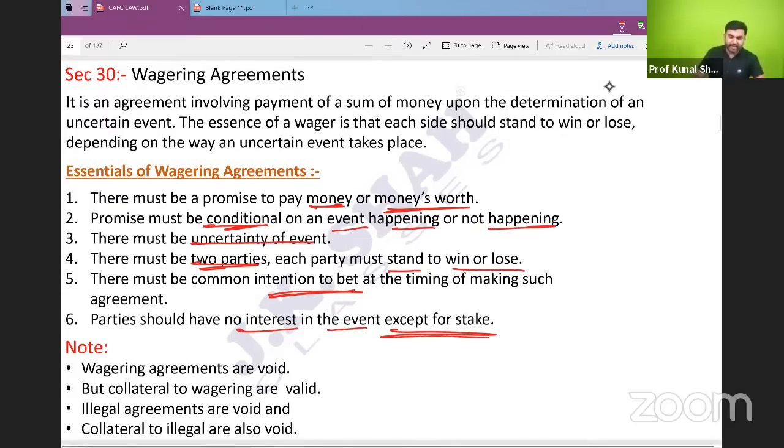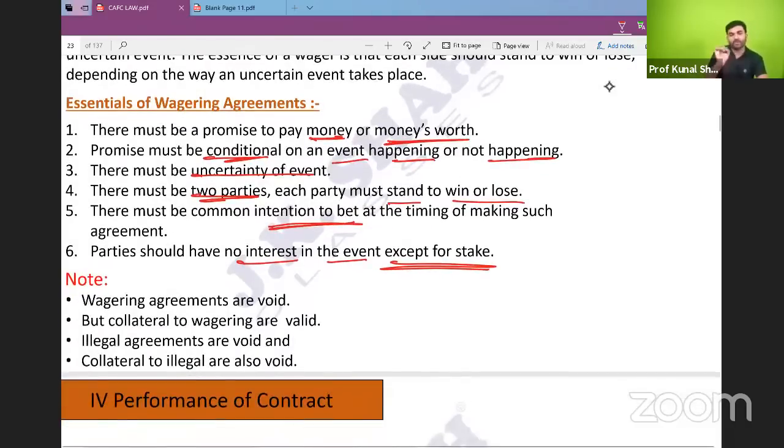Law says wagering agreements are always and always void. But something which is collateral to wagering is valid. I and you entered into a wagering agreement, it is void. But now India wins the match, Pakistan loses the match. So can I say you will have to pay me 1 lakh rupees? You don't have 1 lakh rupees. So you have approached your friend to get a loan of rupees 1 lakh.